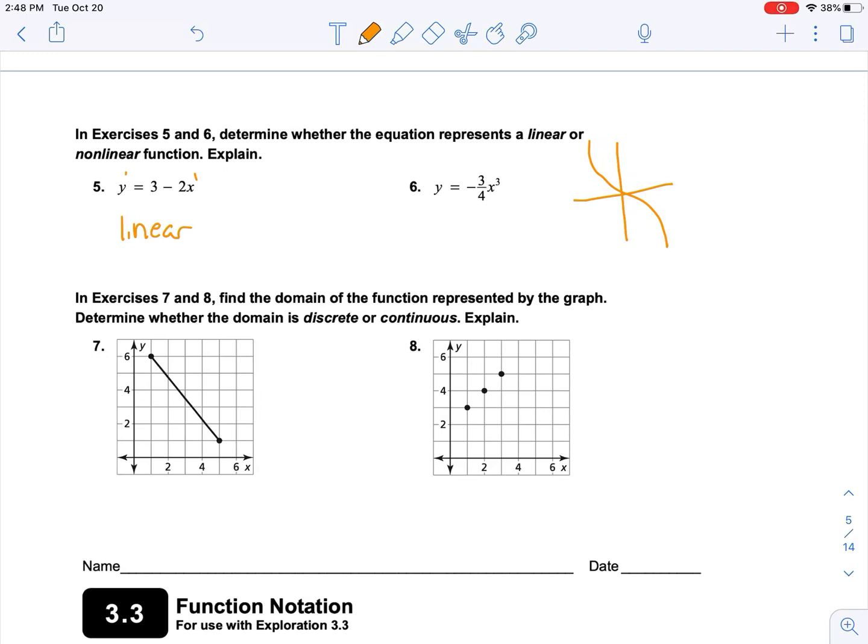I would say that would be the easiest, if we could find a graphing utility. Otherwise, we're making a t-chart, or again, we would look for the key term there. We have x to the third, which makes that non-linear.